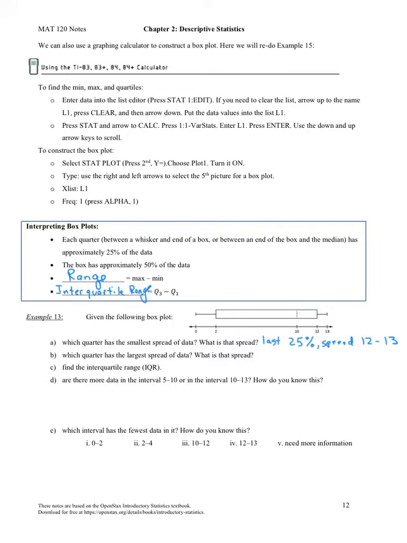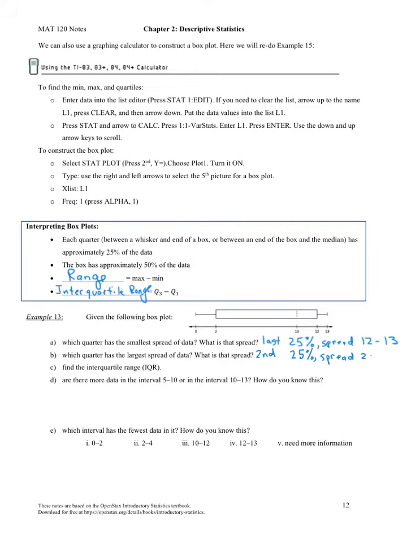Which quarter has the largest spread of the data? Well, notice the left side of the box here. It extends from 2 to 10. That is the largest spread of our data. So we'll say the second 25%. And the spread is from 2 to 10.